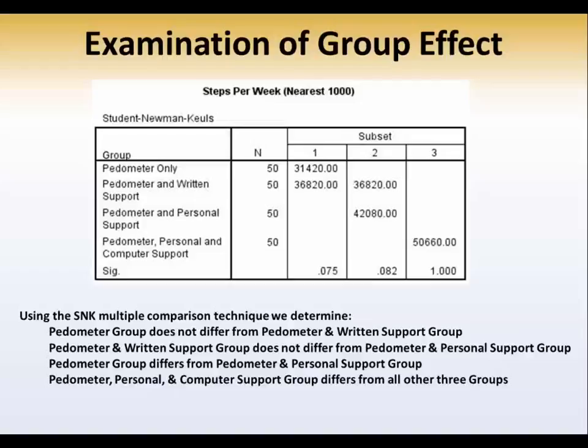all 3 other groups. So you might think, if you were conducting a study or an intervention, to try to get people to be physically active as assessed by steps per week, that the most impactful way, based upon this research, might be having people receive a pedometer and personal and computer support. We'll now turn to SPSS and illustrate how to conduct this analysis.